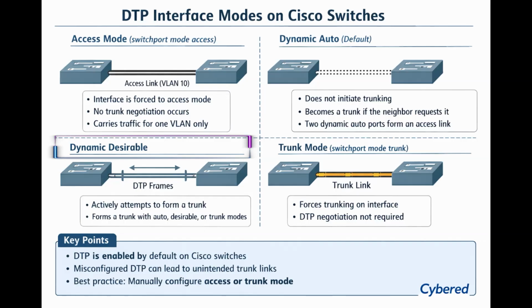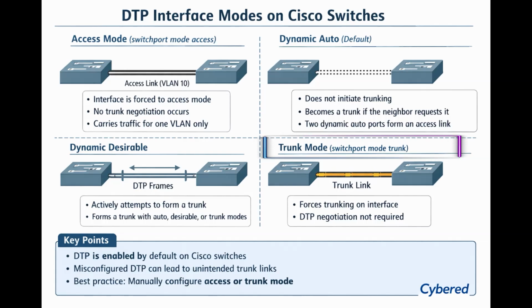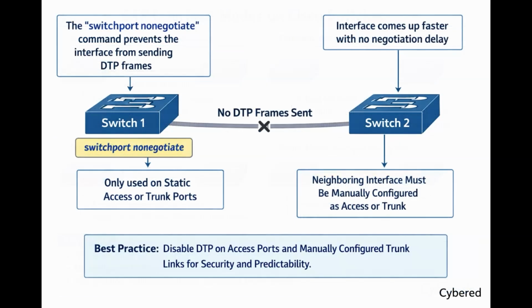Switch port mode dynamic desirable actively attempts to form a trunk link with the neighboring interface. And switch port mode trunk forces the interface into permanent trunk mode. Disabling DTP negotiation: the switch port non-negotiate command prevents the interface from sending DTP frames.